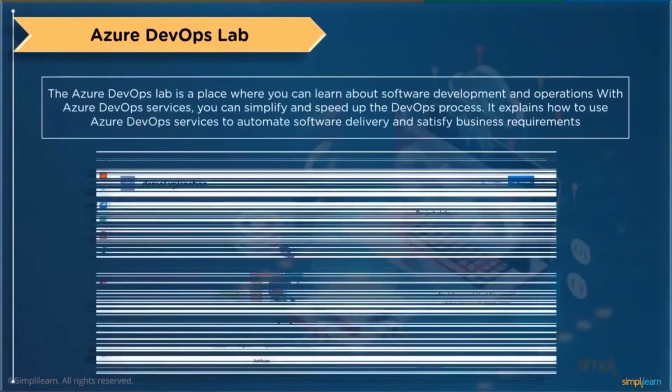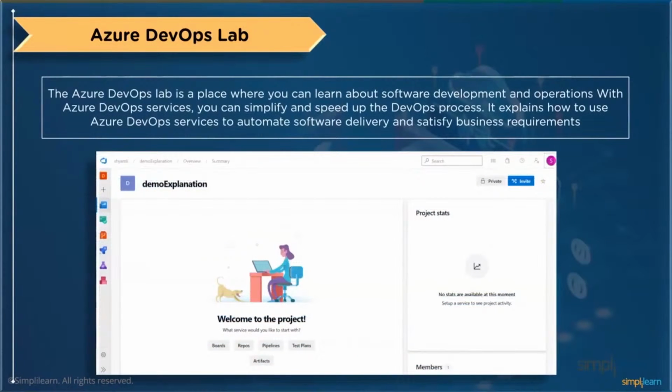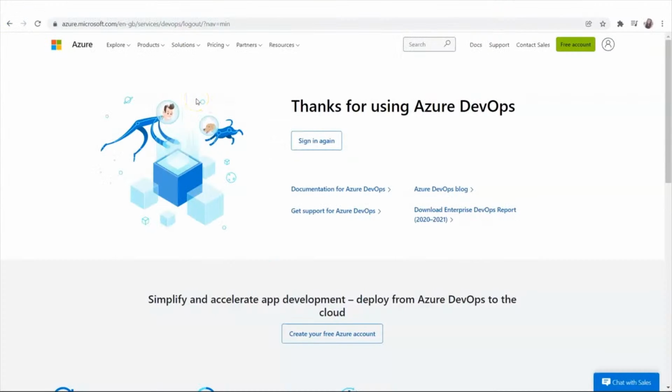The Azure DevOps Lab is a place where you can learn about software development and operations with Azure DevOps services. You can simplify and speed up the DevOps process. It explains how to use Azure DevOps services to automate software delivery and satisfy business requirements. So to understand it in a better way, let's have a demo of Azure DevOps Lab. So let's start with our Azure DevOps demo.